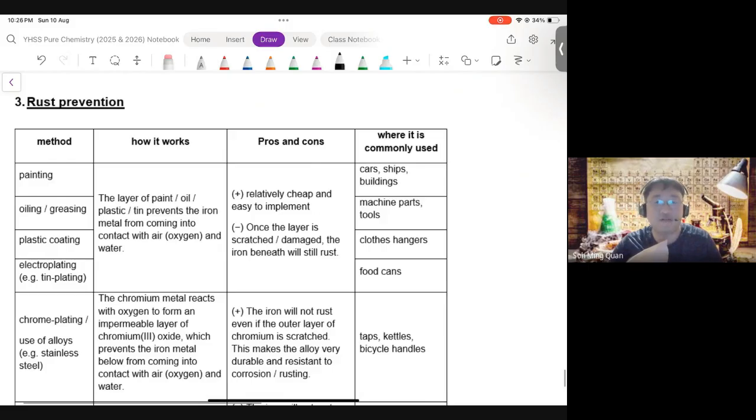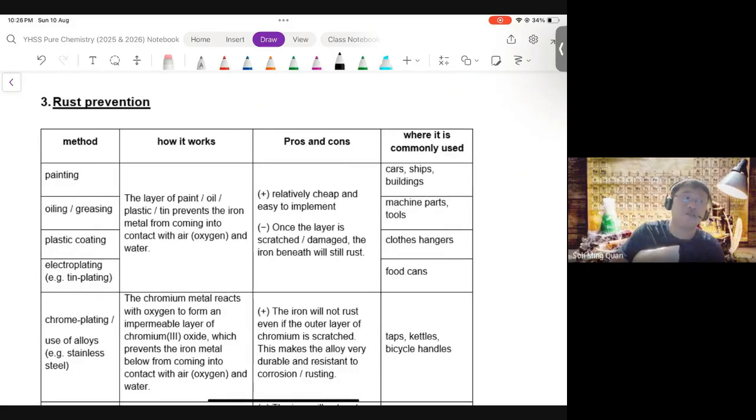Now, finally, rusting is not desirable. Rusting actually makes the iron metal weaker in strength. It becomes more brittle. The iron will start to flake off. The rust flakes off, so the iron flakes off with it, right? So we want to prevent rusting, or else our iron structures become weak.